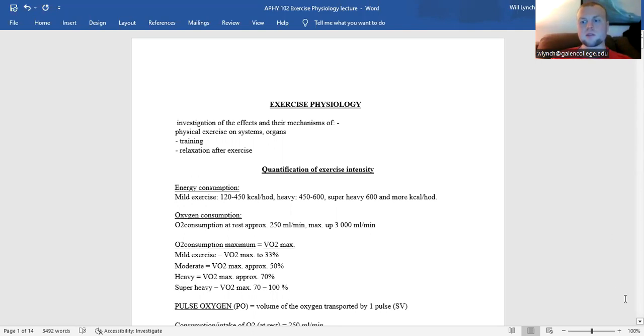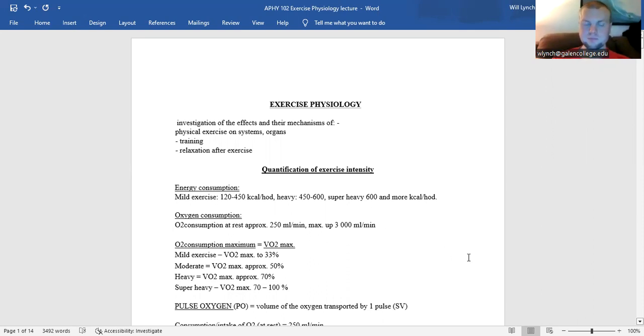So first we have to categorize what exercise is, and in relation to the body, that means its metabolic needs. The metabolic needs of exercise are what we classify as the exercise intensity. Mild exercise is going to be variable, anything up to 450 calories per hour. Heavy is going to be 450 to 600. Super heavy is going to be over 600 calories per hour.